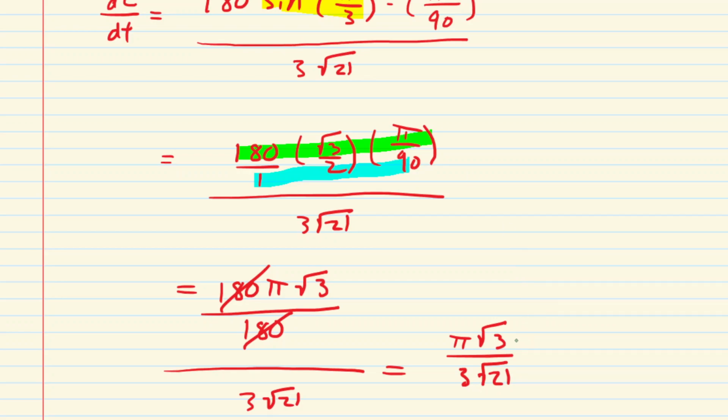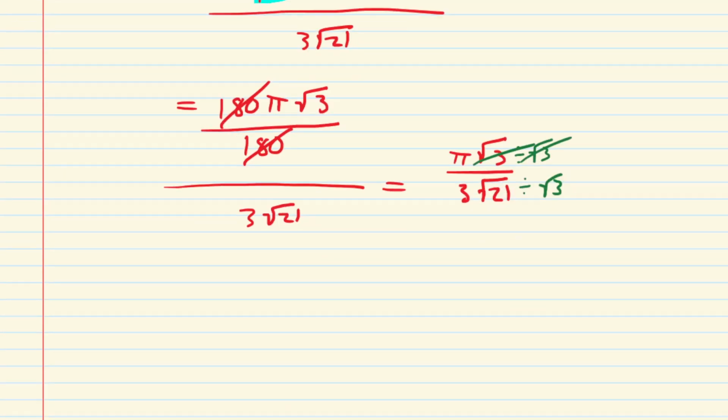And maybe to make it look a little nicer, we divide the top by root 3 and the bottom by root 3, because root 3 divided by root 3 is just 1, and then on the bottom you have root 21 divided by root 3, which is just root 7. So we are left with pi over 3 root 7.